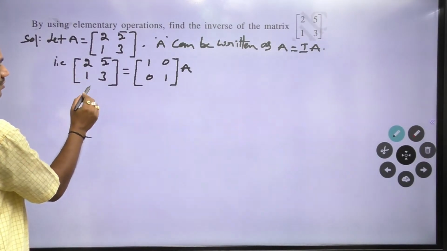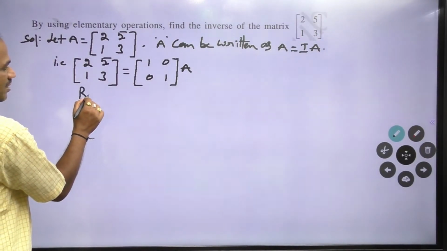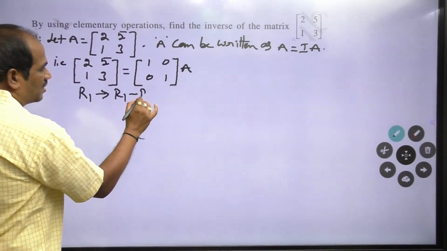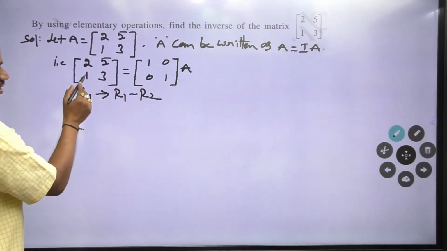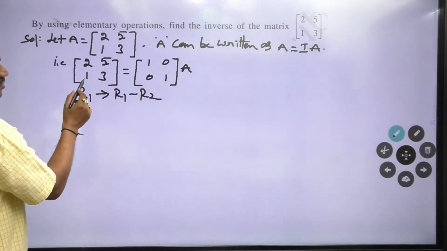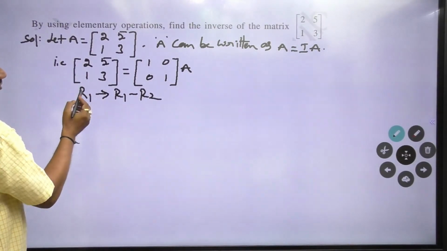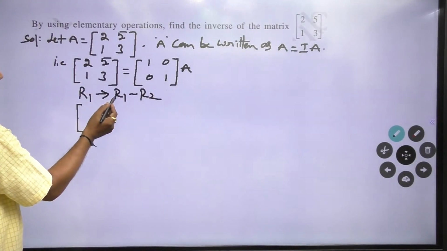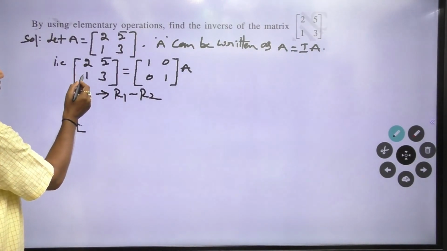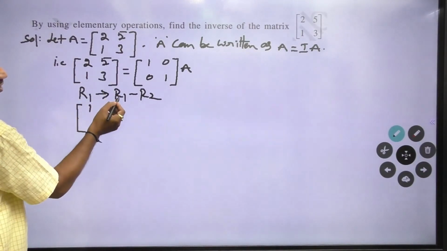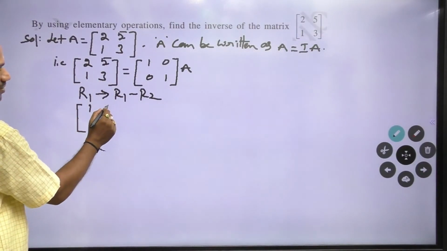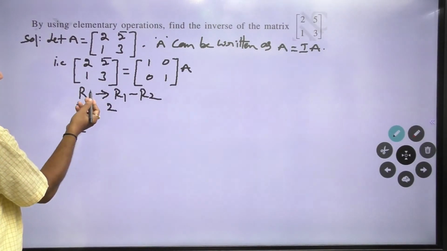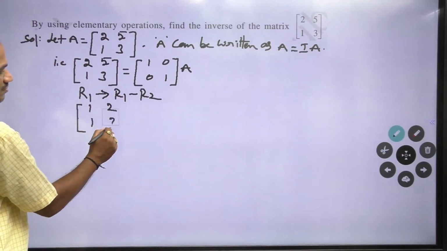So this is R1, R2. Here in this apply operation, R1 goes to R1 minus R2. R1 value 2 minus R2 value 1, 2 minus 1 is 1. Next R1 is 5, 5 minus 3, which is 2. R2 has no change, only R1 is changing, R2 is the same.